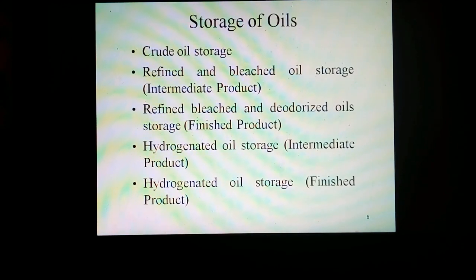Storage of oils is provided at 5 stages of the treatment process. Crude oil storage, refined and bleached oil storage, intermediate product, refined, bleached, and deodorized oils storage, finished product, hydrogenated RB oil storage, intermediate product, hydrogenated RBD oil storage, finished product.